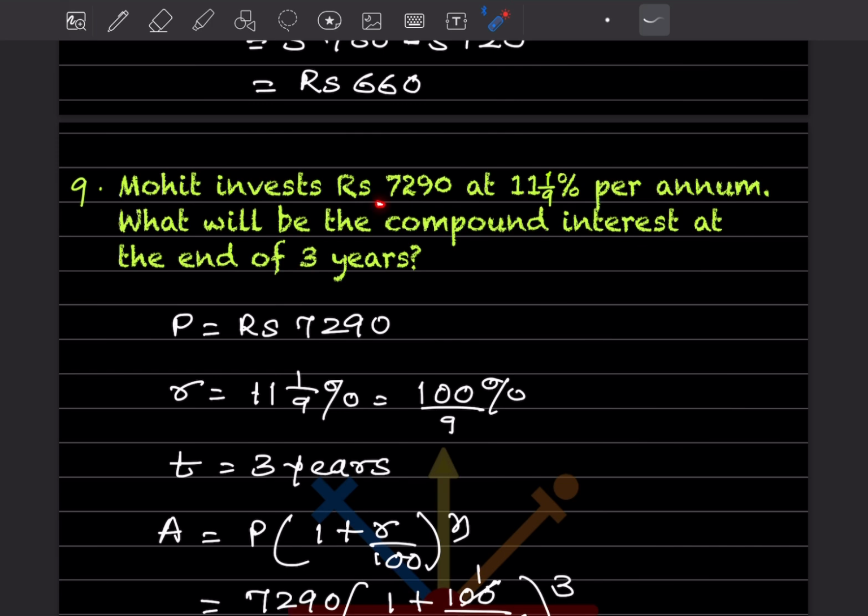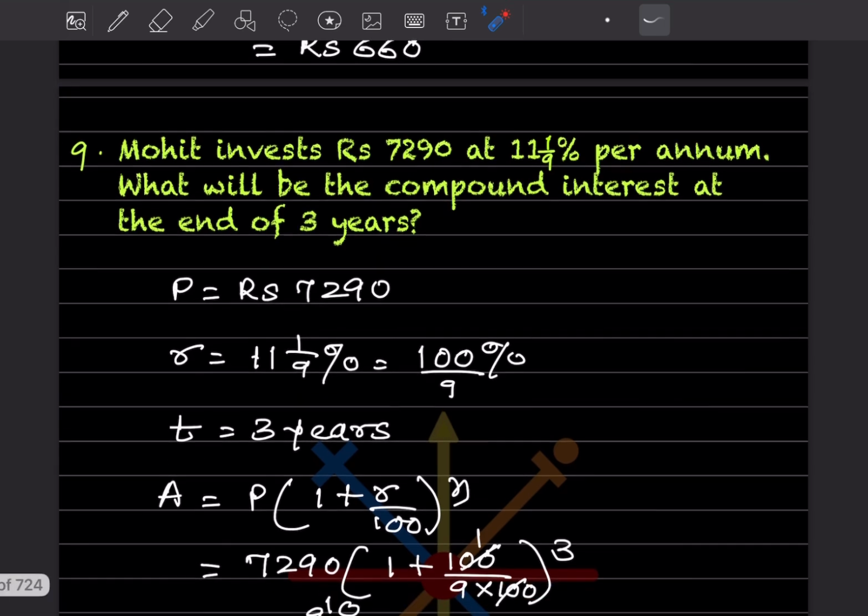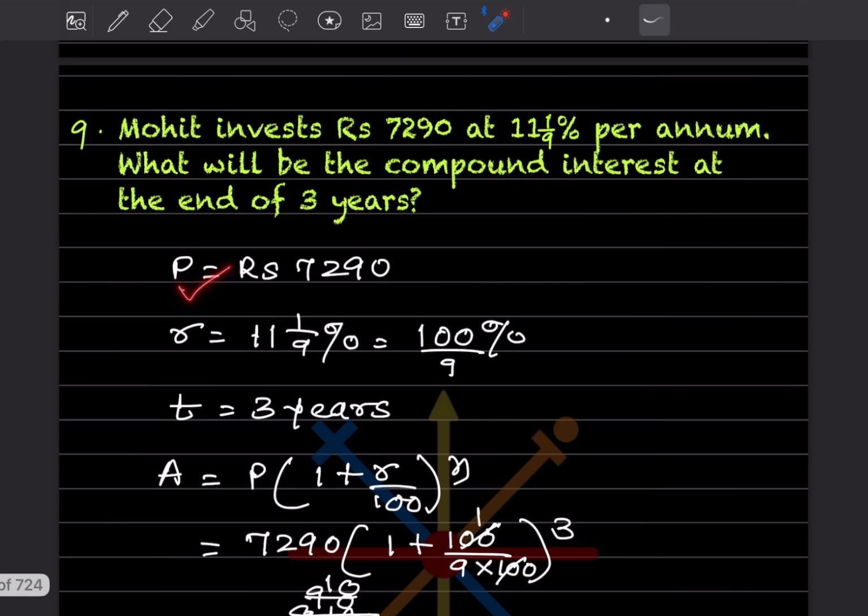Mohit invests rupees 7290 at 11 integers 1 by 9% per annum. What will be the compound interest at the end of 3 years? This is also the similar type. So here it will be 7290. This will be 11 integers 1 by 9.